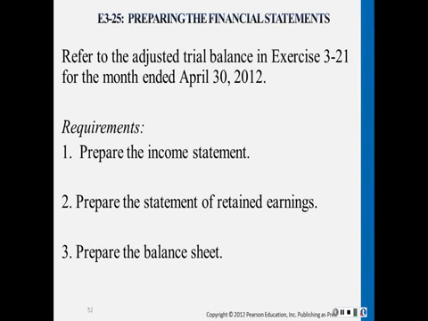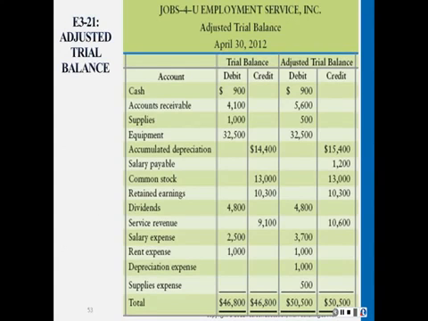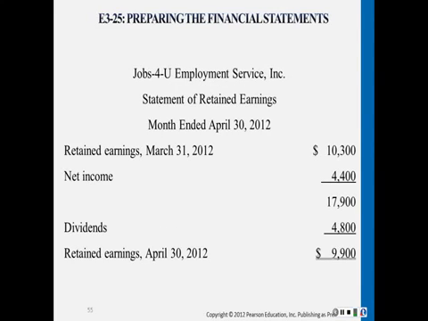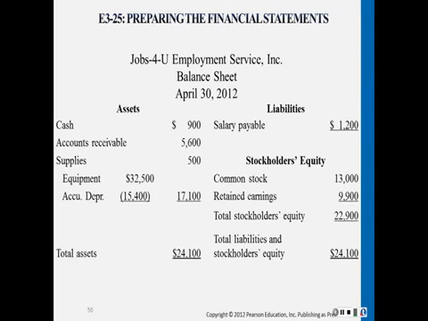Exercise 3-25 asks you to prepare financial statements, using the adjusted trial balance to determine the adjusting journal entries. Exercise 3-25 shows the effects of adjusting entries on the income statement. Exercise 3-25 continues to ask you to prepare financial statements. This is the statement of retained earnings. The exercise continues on this slide with the preparation of a balance sheet.